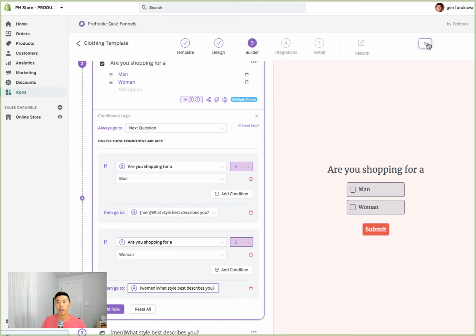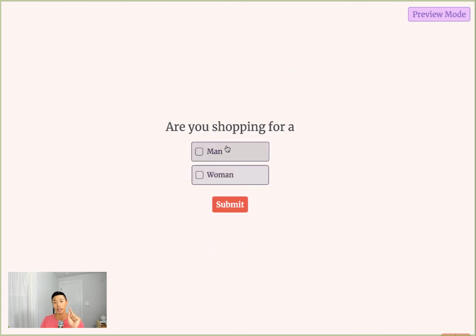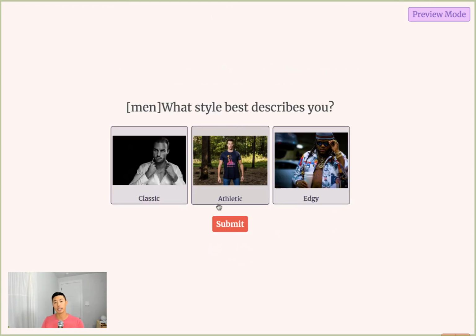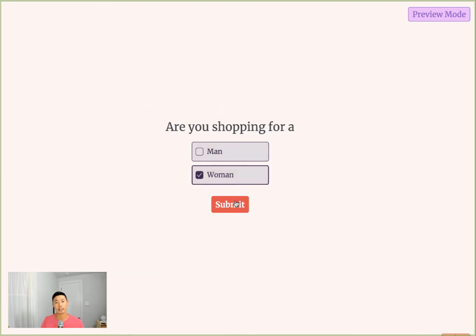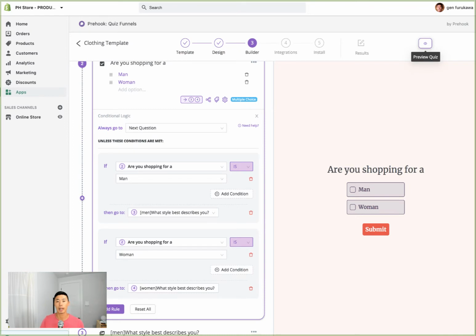And then it's always helpful if you do a preview that you can actually see, does this work the way that I intend? So if I click here, I'm going for a man, I should see the image for a man, which is correct. And then if I click here, I'm shopping for a woman, I should see an image of women. And that's correct. Okay, so that seems to work. And that at its core is what conditional logic is, which is based on what the customer's response is, you're going to direct them to a different question.